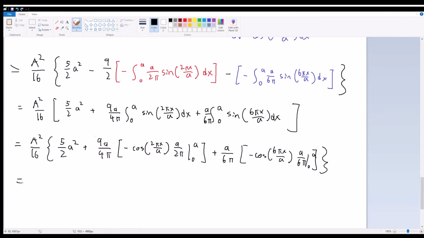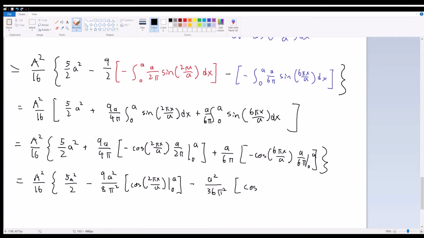Okay, this is going to give us a squared over 16 times 5a squared over 2 plus, let's see, 9a squared over 8 pi squared at the subtraction term cosine 2 pi x over a, going from 0 to a, and then minus a squared over 36 pi squared cosine 6 pi x over a, going from 0 to a.